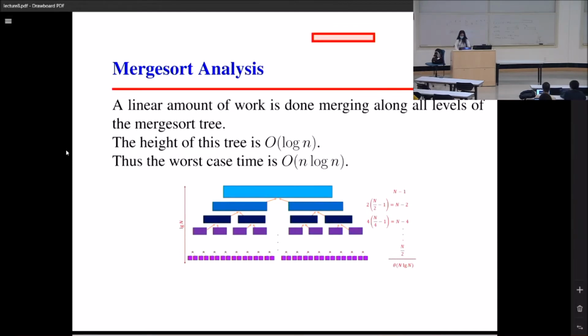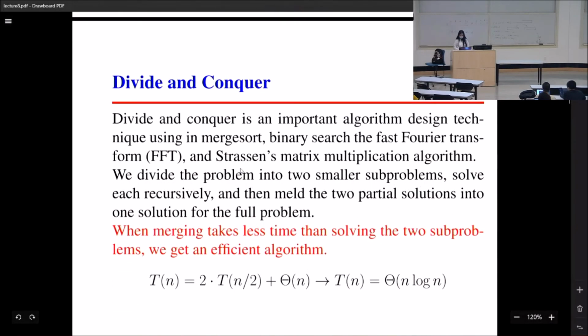Okay, great. So the idea we used in merge sort is divide and conquer. Divide and conquer is an important algorithm design technique. For example, we have the merge sort we just mentioned, and we also have binary search, the fast Fourier transform, and the Strassen matrix multiplication algorithm. In this kind of problem, we divide the problem into two smaller subproblems and solve them each recursively, and then meld the two partial solutions into one solution for the full problem.